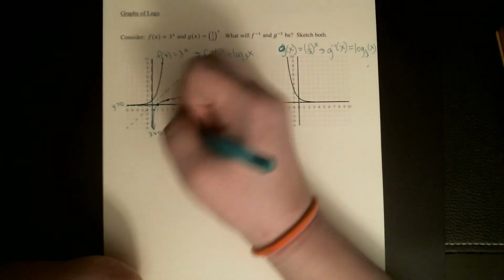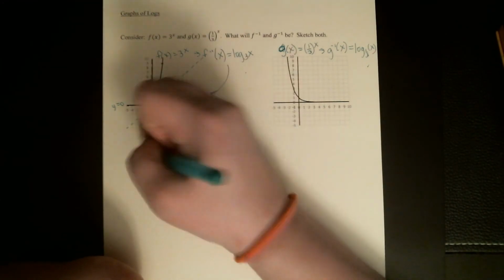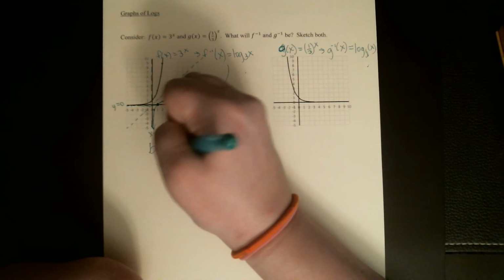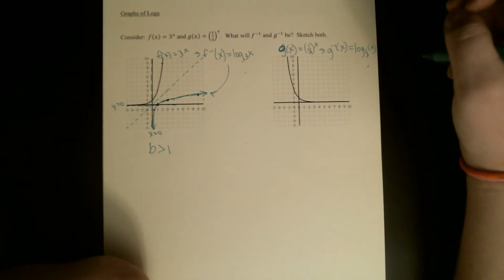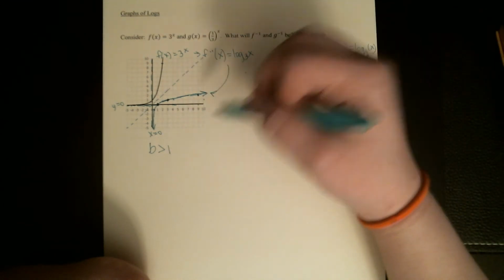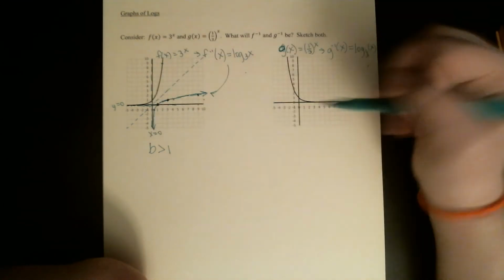So basically, this is the general idea of the shape for any base bigger than 1. Not exactly that, the points will change, but that's the general shape you should get. You get this increasing log function with the vertical asymptote at x equals 0.